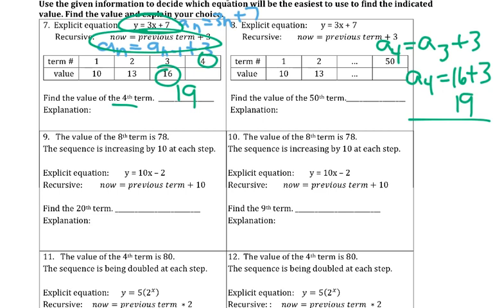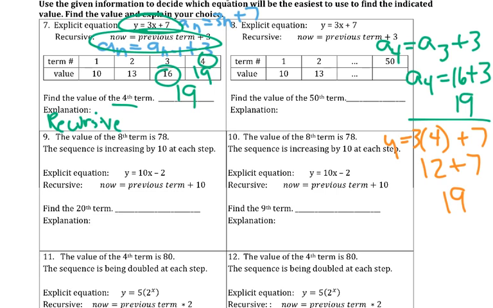Let's see the explicit now. So I'd go y equals 3 times 4 for x plus 7. 3 times 4 is 12, plus 7, 12 plus 7 is 19, which we knew that's what it would be. Okay, so now we have to decide which one's easier. I think the way we wrote this, both of them could be pretty easy. But if we didn't write this down, I think it would have been easier to use the recursive and realize we're just adding 3 there. So the recursive, because we're just finding the next term.